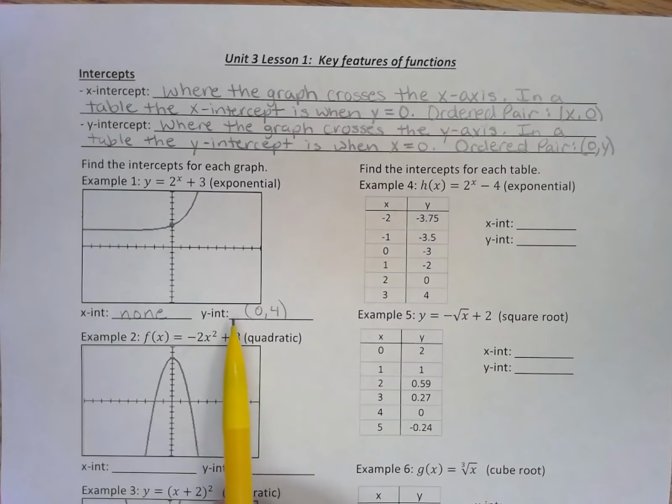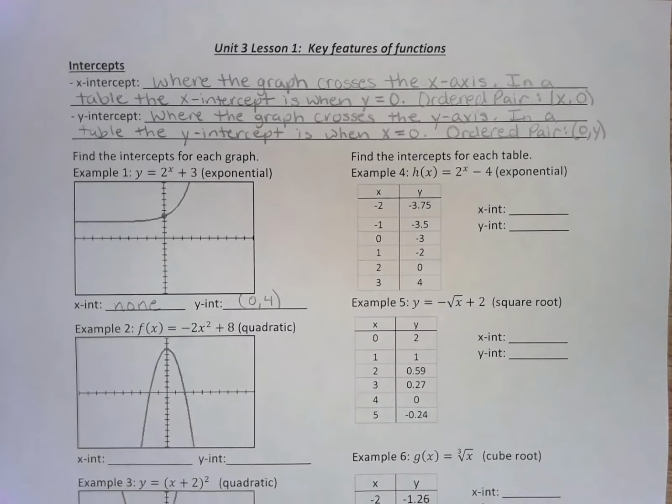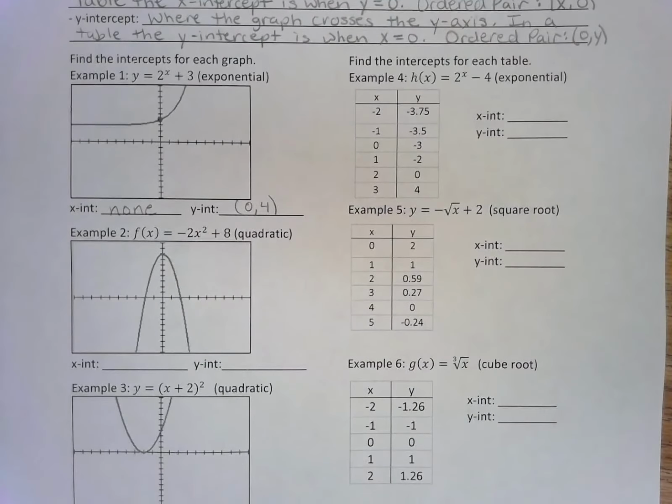You should always, when naming your intercept, list it as an ordered pair. Also notice that the x value of the y-intercept will always be 0. If you find it to be anything else, stop and find your mistake. You've done something wrong. Let's look at example 2.